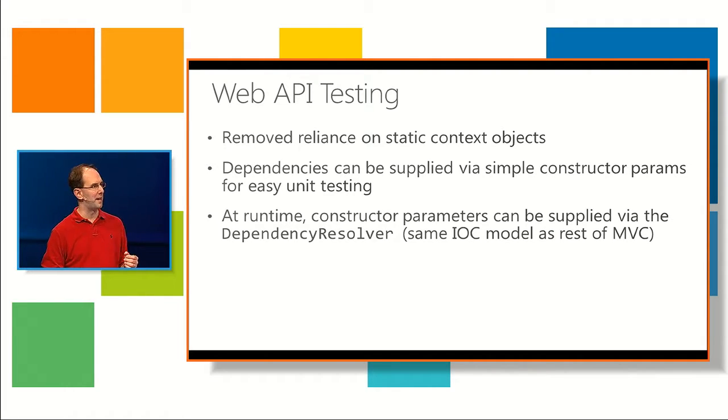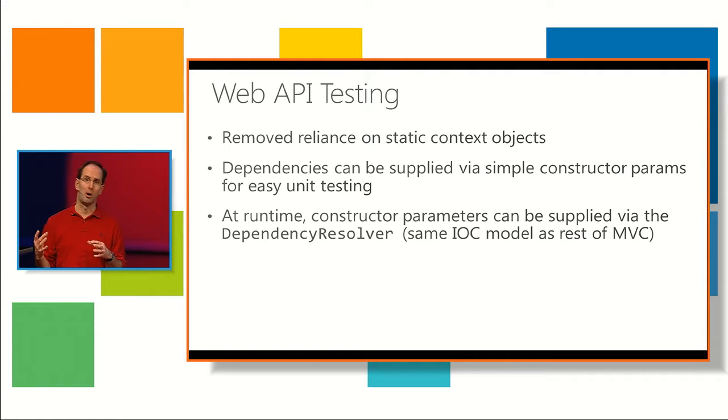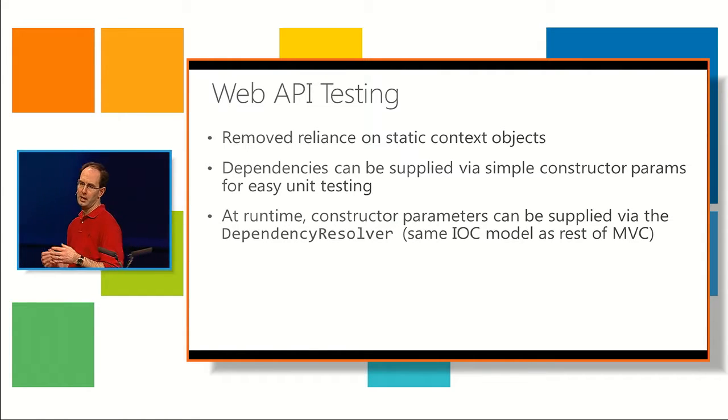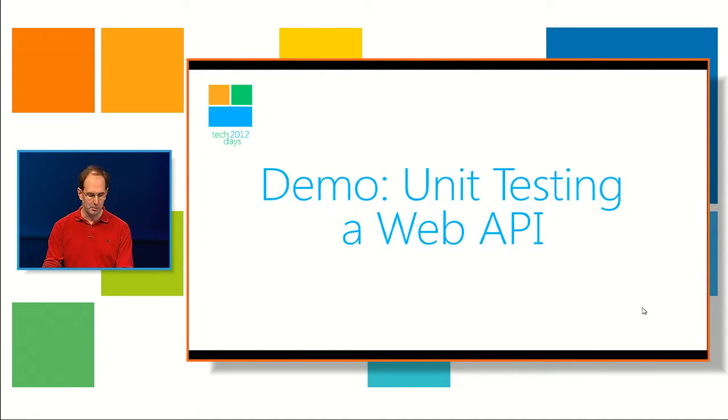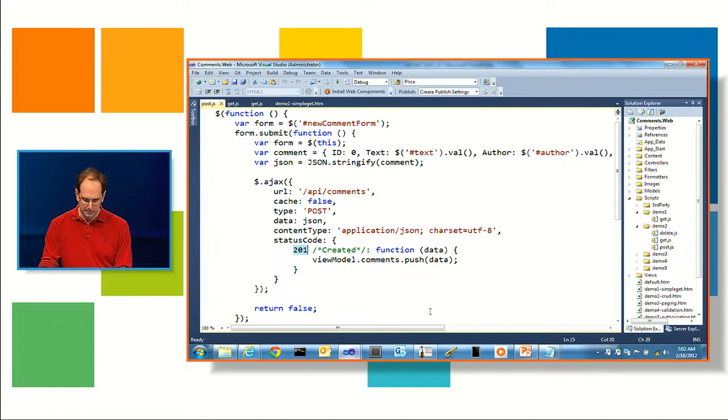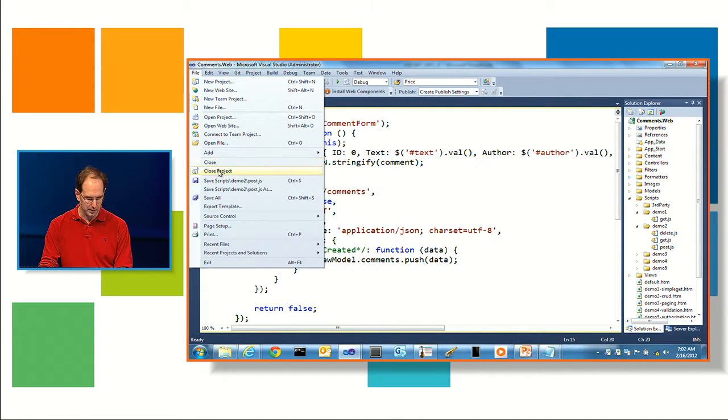And so basically all your dependencies can now be supplied by simple constructor parameters, and you don't actually need to ever simulate a method call on any of these objects. And at runtime, Web API integrates with a standard ASP.NET dependency resolver, so you can plug in whatever dependency injection framework or IoC container you want to use in order to resolve references at runtime. And so, for example, if you want to look at that.